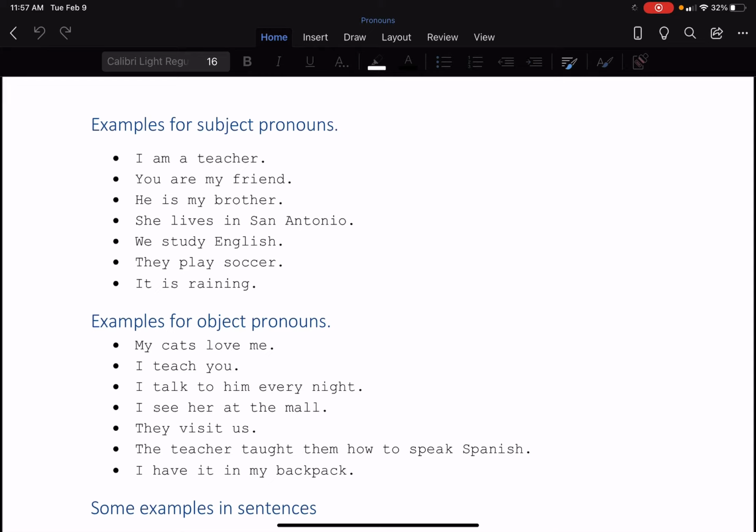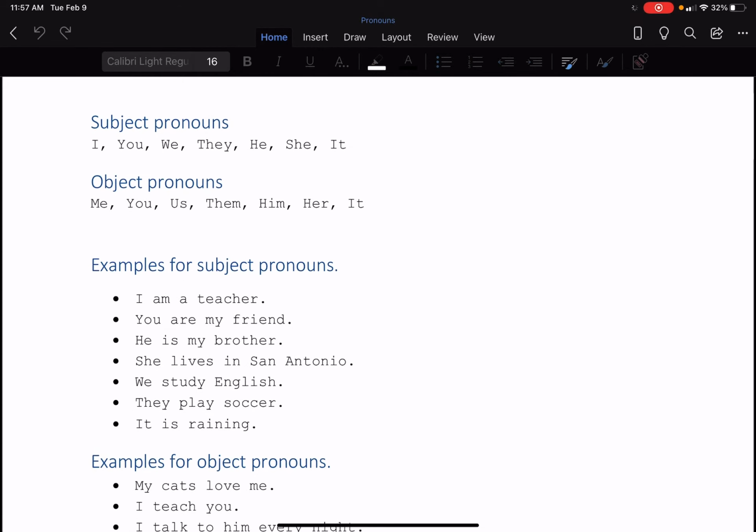And of course we need the subject-verb agreement. I am, you are, he is. And then if we use an object pronoun, the object will always go after the verb. Okay? So if I say my cat loves me, me is the object pronoun. I cannot say my cat loves I. After the verb, we always need that object.